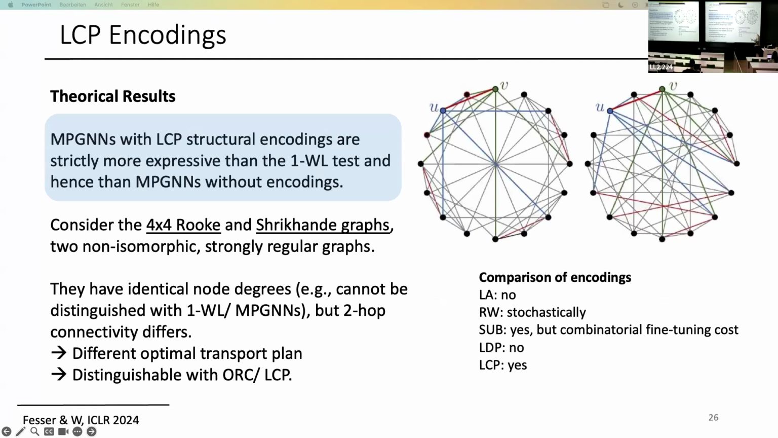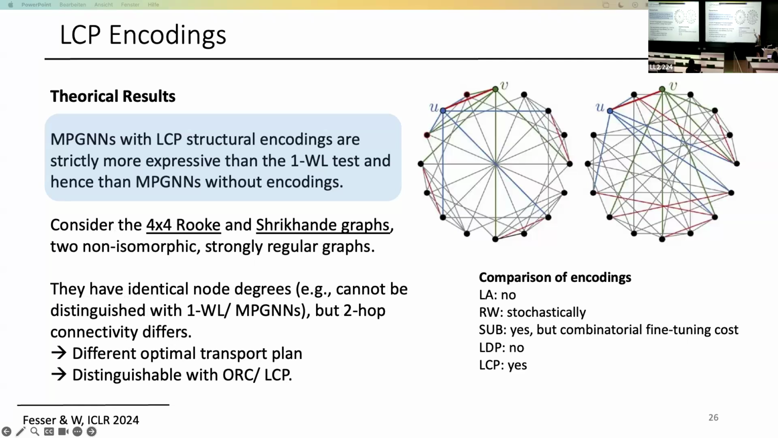And I want to illustrate that on two toy examples. Of course, those are not graphs that you encounter in practice, but graphs that have been very well studied in combinatorics and in graph theory, namely the Rook and the Chang graph. In graph theory, they are studied because those are examples of strongly regular graphs. For our purposes here, both of them have 16 nodes, and all of the nodes have degree 6. Those are regular graphs, so message passing graph neural networks cannot distinguish them, right?